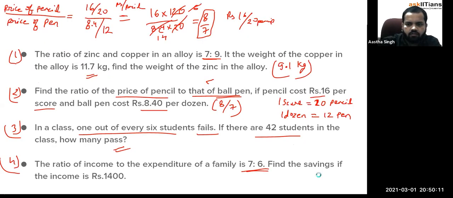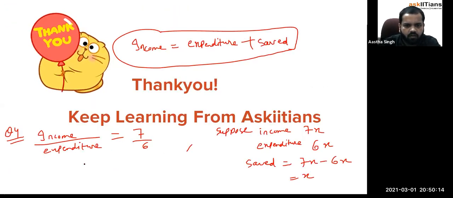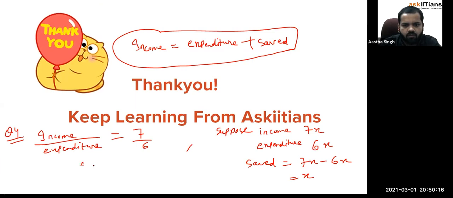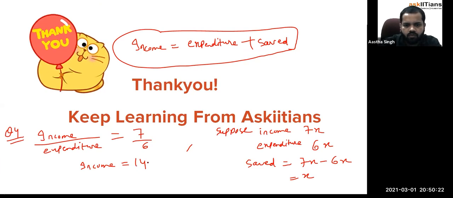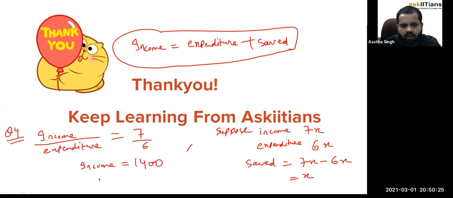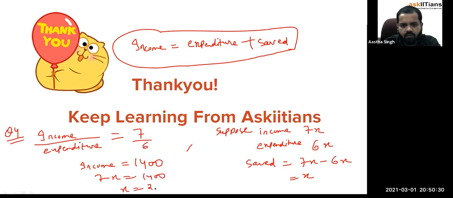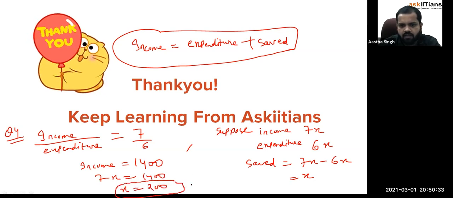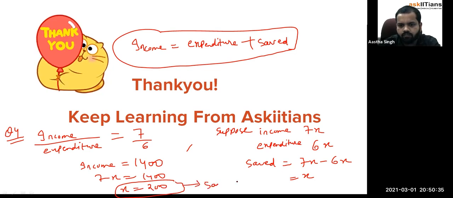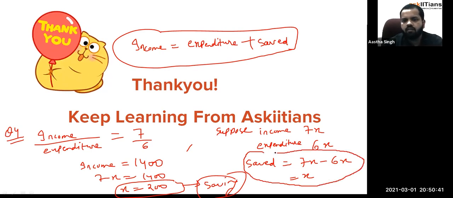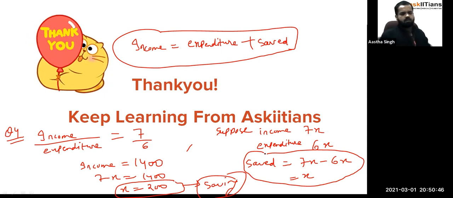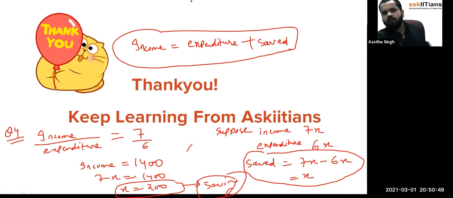And the question is telling that your income is given as 1400, and we have assumed our income as 7x, so 7x is equal to 1400. So x will be 200. And what is x? x is your saving, right or not? Like we have calculated here, your saving is your income minus expenditure. So this is what we have discussed.